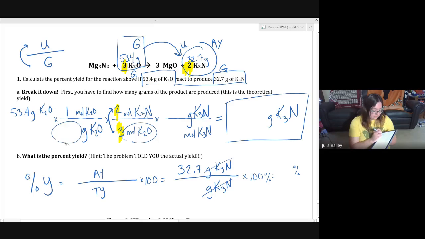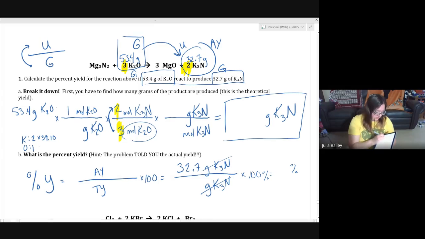So grams of K2O from the periodic table, that means we're going to have to add up 2 potassiums, which on the periodic table, potassium has a mass of 39.10. And then 1 oxygen, which is, again, on the periodic table, 16. If you add all of that together, 2 times 39.10 plus 16 is 94.2. So that is our number of grams for K2O.